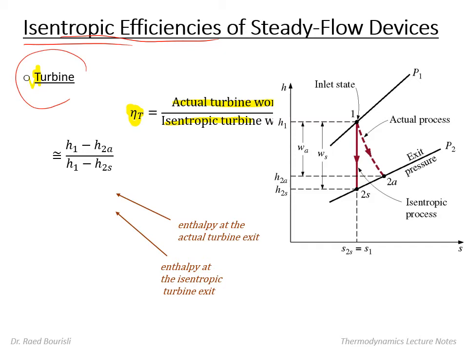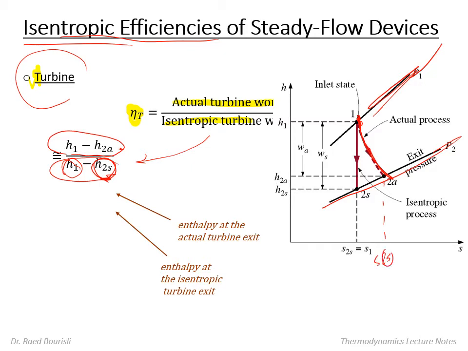Well, the actual work output for a turbine is just difference in enthalpies, and the isentropic turbine work output is the difference in enthalpies between the state 1, the inlet, and the isentropic state 2, which is not the actual state 2. So from pressure 1 to pressure 2, this is the expansion, the real thing. It increased in entropy. This is 2s, s2s.